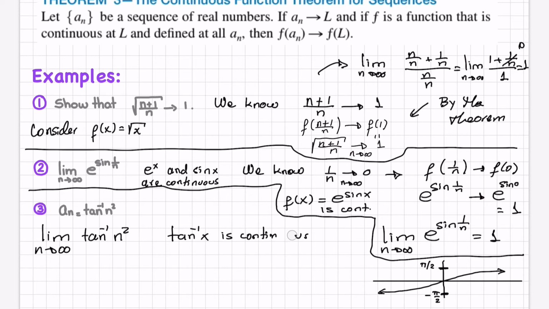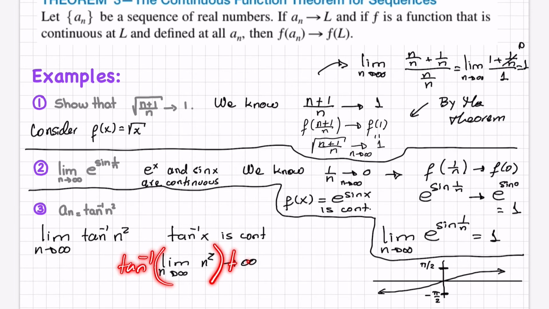Continuous. That, well, let's put continuous. Okay. That is continuous. And we know that the limit as n approaches infinity of n squared is infinity. And then the theorem is going to allow for us, even if it's infinity, to take tan inverse of that.